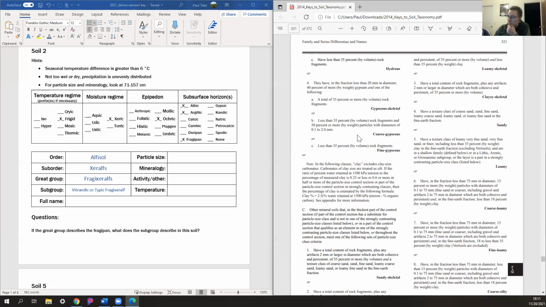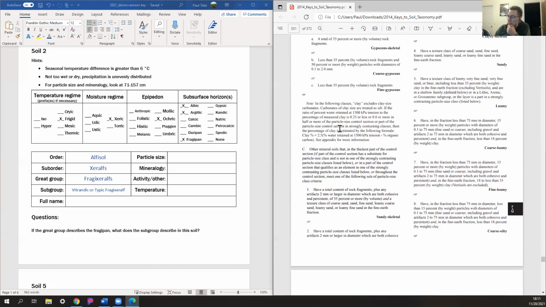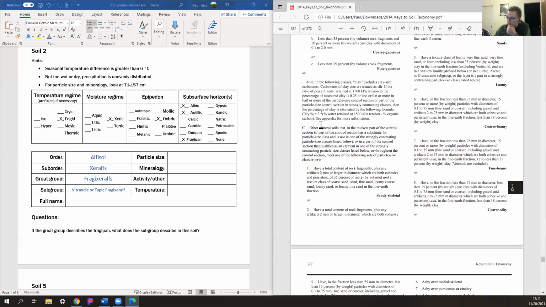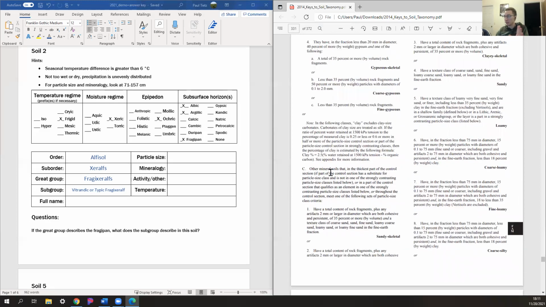50% or more particles with diameter coarse. Yeah, I know that's gypsum still. Okay, on to item C. Other mineral soils in the control section, substitute particle size class. A total content of rock fragments plus any artifact. Okay, so section C here is where we've moved past all the volcanic ash. So this is going to be probably where you end up for most of the other pages that you key out, where we're into the more generic soil textures here.